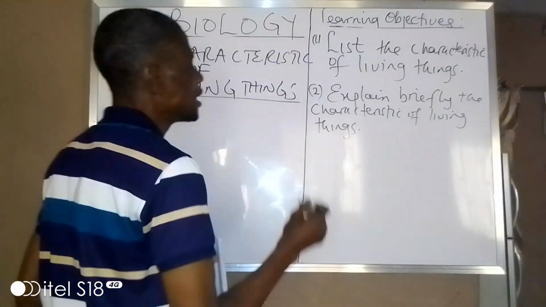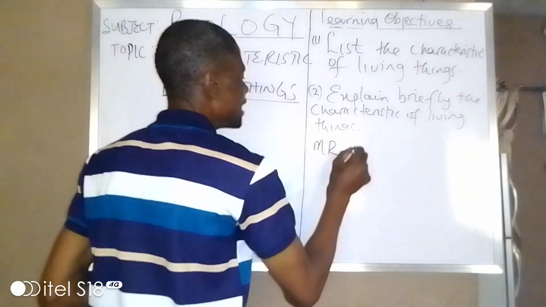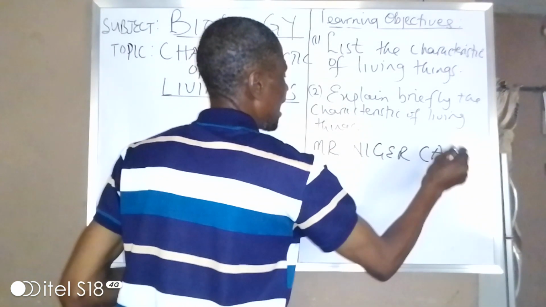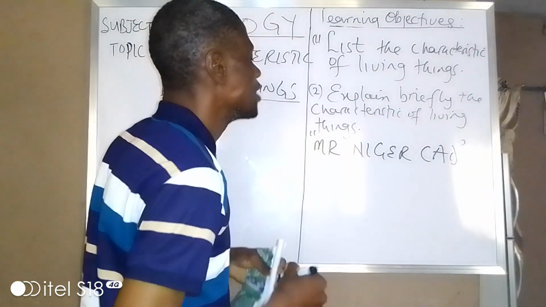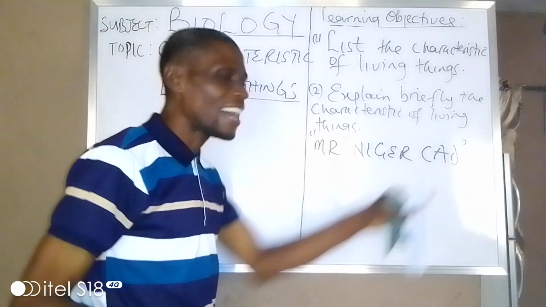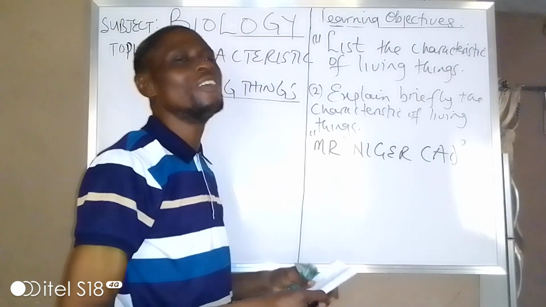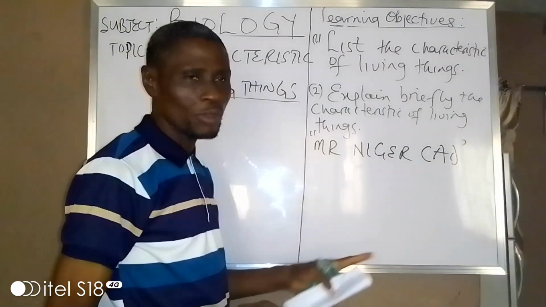One of them, I give it an acronym called Mr. Niger Card. You can use the acronym Mr. Niger Card. Anytime you remember Mr. Niger Card, it will give an idea of the characteristics of living things. What does each of these letters stand for?